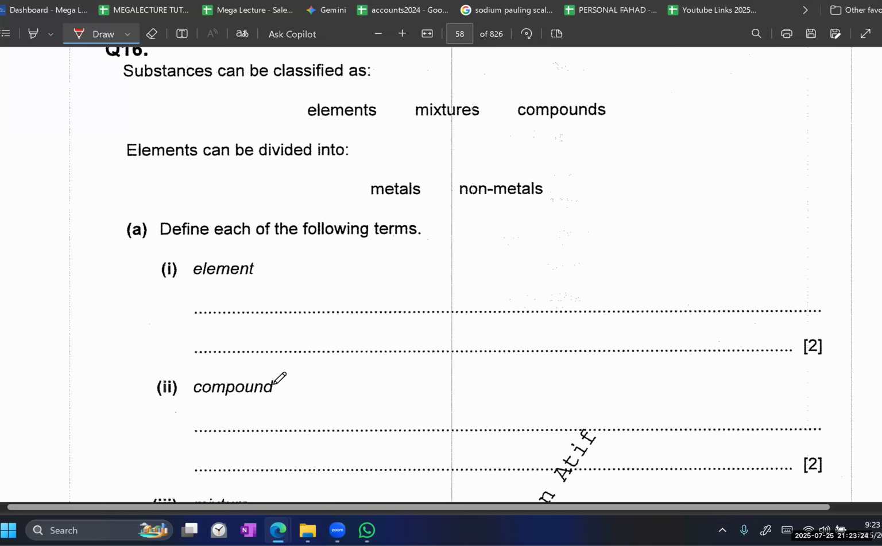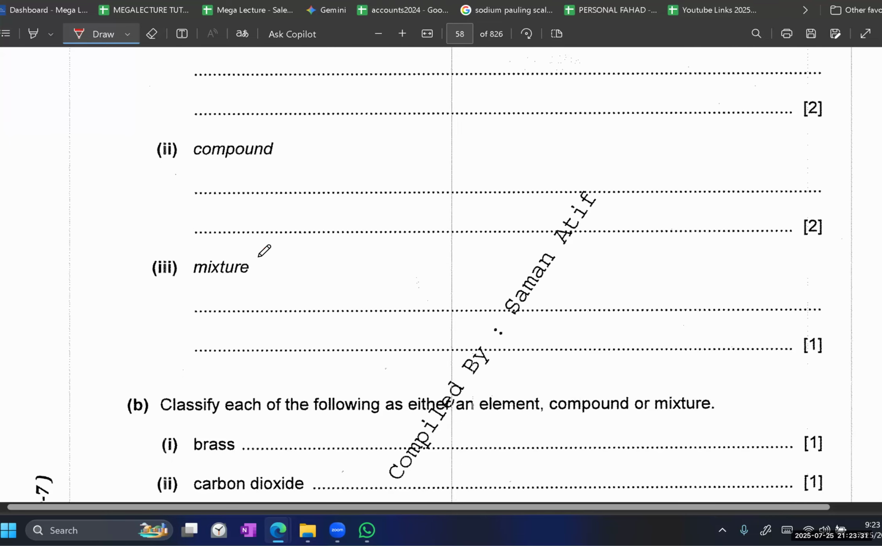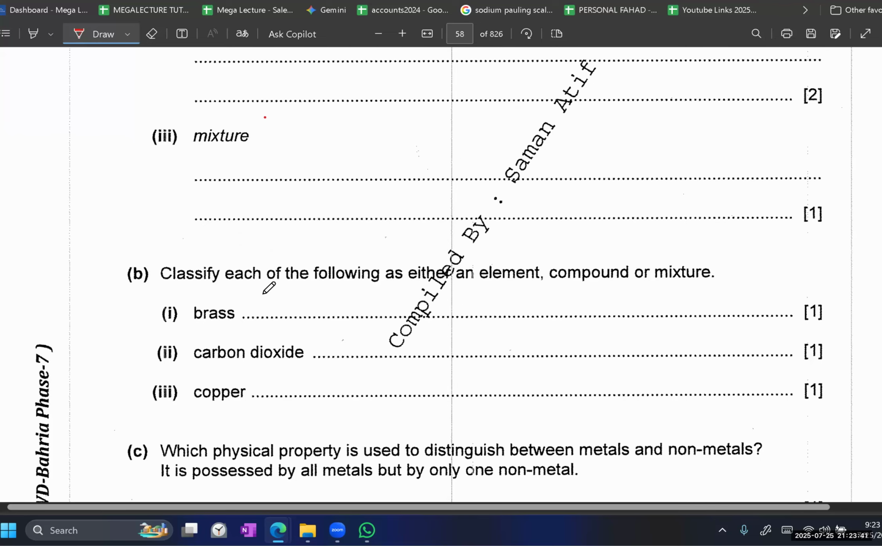A compound is a substance when 2 or more atoms of different elements combine together. A mixture is formed when 2 or more substances are physically mixed together. Last time we did brass. Brass is copper and zinc, so brass is a mixture. Carbon dioxide is a compound because two different elements are chemically bonded. Copper is an element because it has atoms of exactly the same type. Is this clear? Yes, sir.